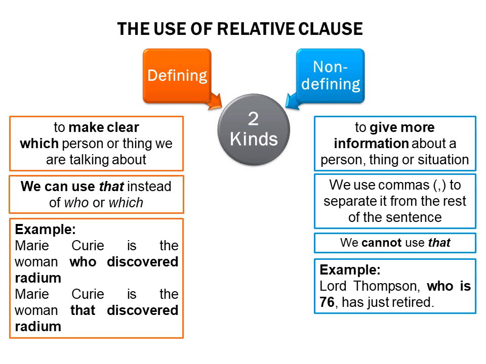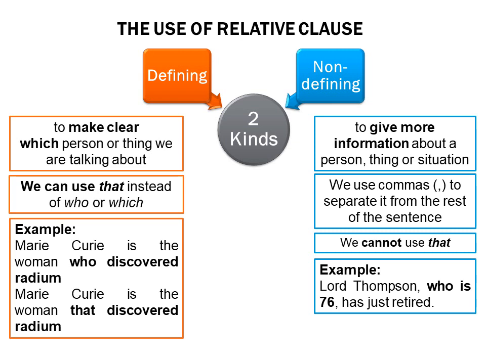We use a comma to separate it from the rest of the sentence, and we cannot use "that." That is only used in the defining relative clause. In a non-defining relative clause, we cannot use "that." For example, Lord Thomson, who's 76, has just retired.